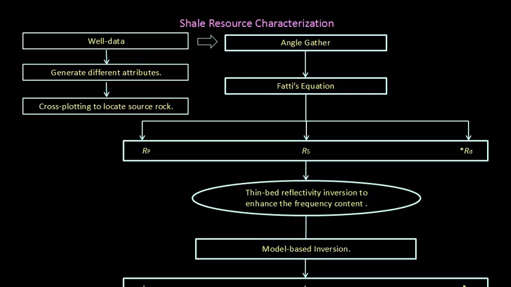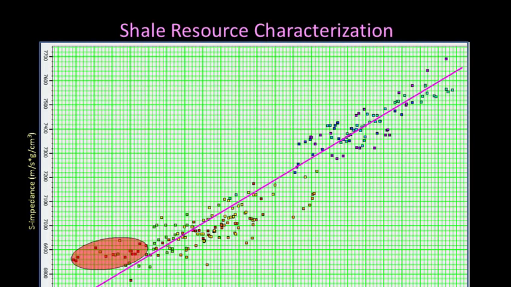So once I have this volume, I will run model-based inversion on that, generate IP, IS, and then I'll be able to determine my properties: Young's modulus or Poisson's ratio or lambda rho, mu rho, whatever. So here is a cross plot that I show. This is P impedance and the S impedance.